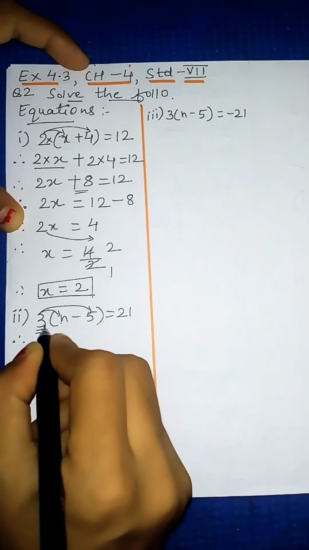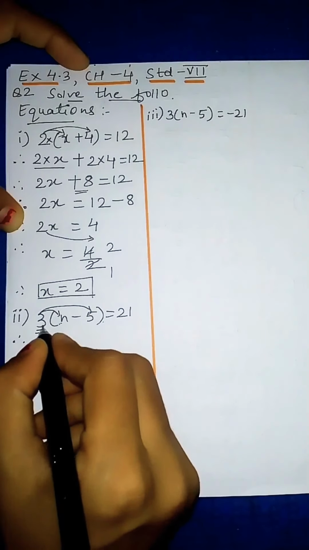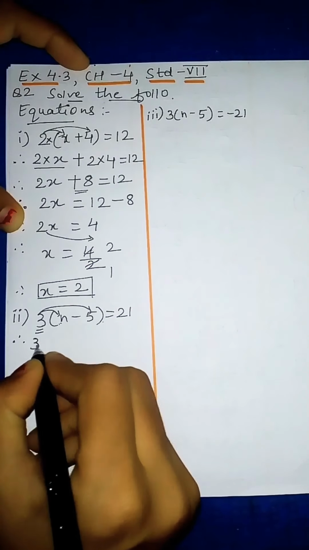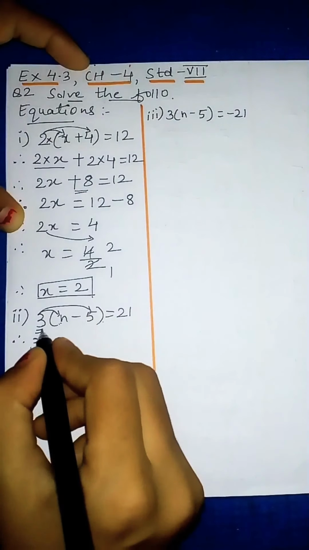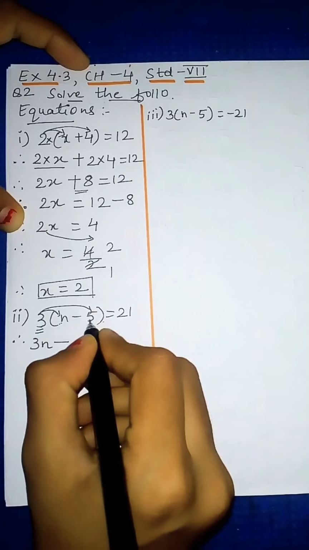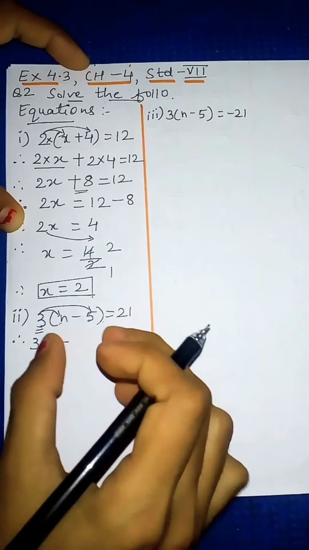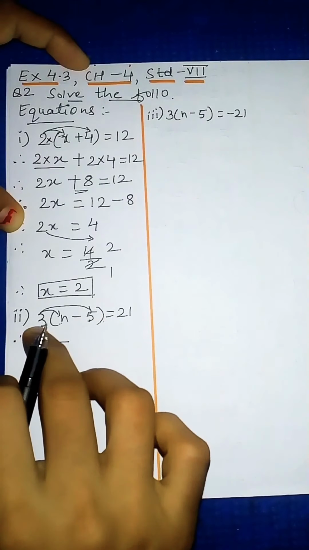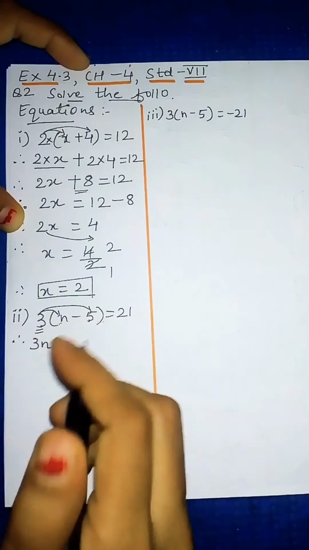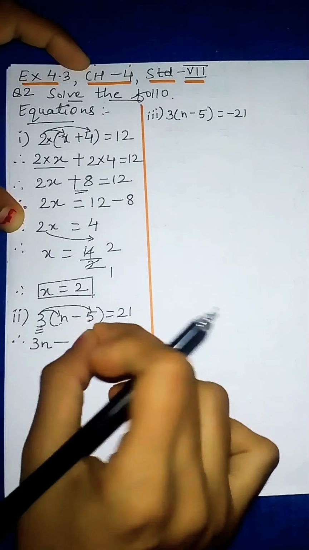So 3 into n. Now you know 2 into x is 2x. Similarly 3 into n will be 3n, minus 3 into 5. This 3 will get multiplied with 5 also, because both are inside the bracket. So this 3 we will multiply with both. The 3 which is given outside will multiply with both, whatever is given in the bracket.